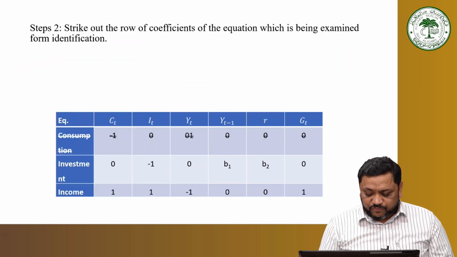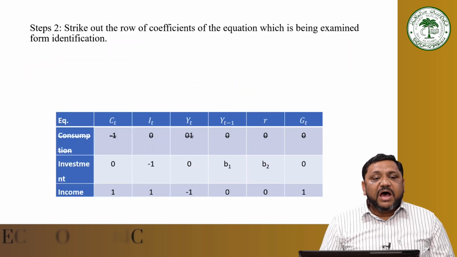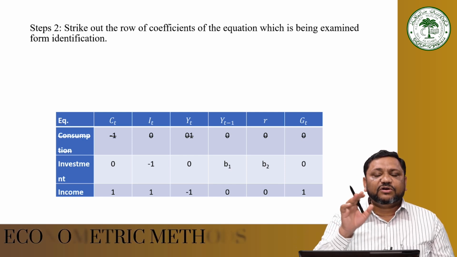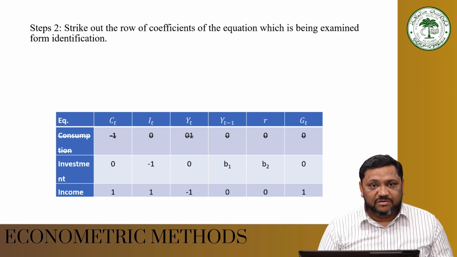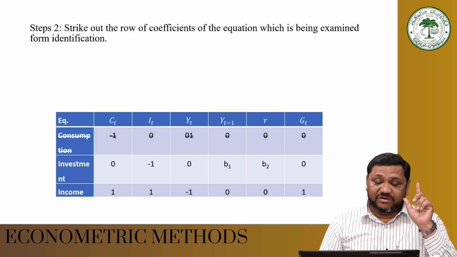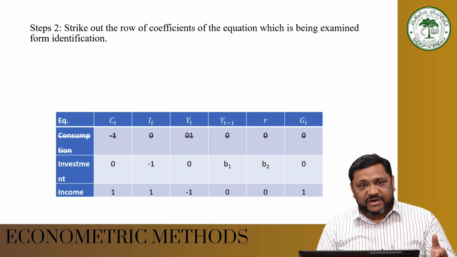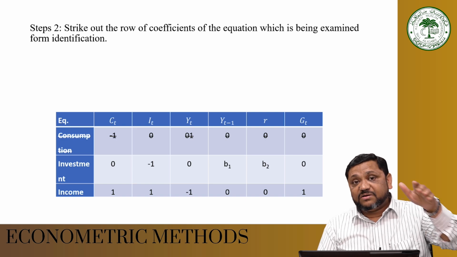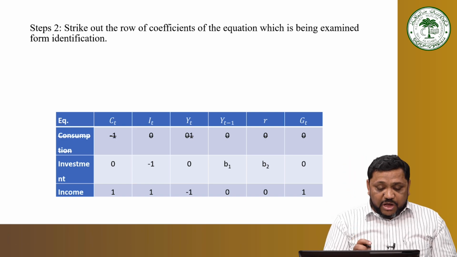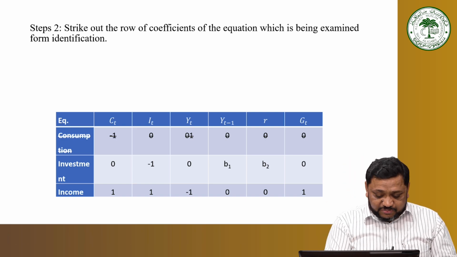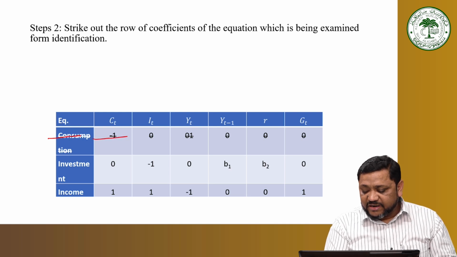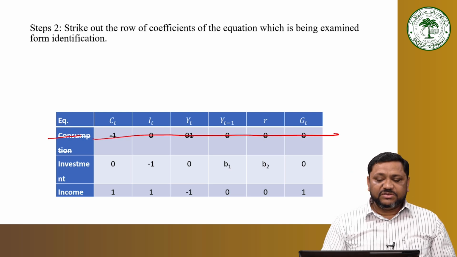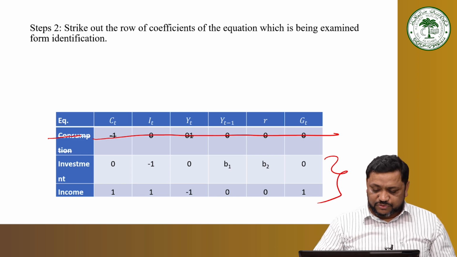Second step. In the second step, you are asked to strike out, cancel the row of coefficients of the equation which is being examined. Again, we refer back to the same thing. Demand equation I want to identify, and I need the variables which are not impacting demand but which are impacting other equations. So, now I want to identify the consumption function. I cancel the entire row of the consumption function. I am left with these last two rows.